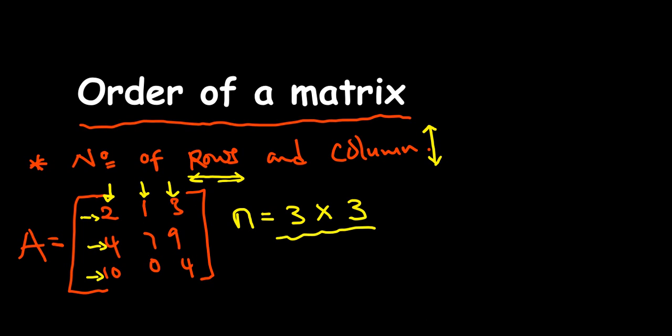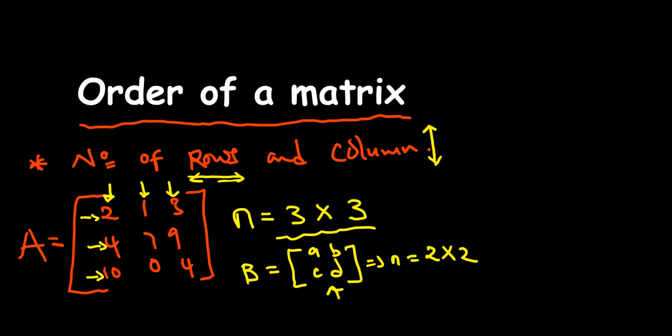So that's what we use to describe the size of a matrix. We use the number of rows and columns. For example, if I add another matrix here, let's say A and B, and then C and D. If we count the number of rows here, there are just 2, multiplied by the number of columns, which is also 2. So the order of this matrix is a 2 by 2 matrix.